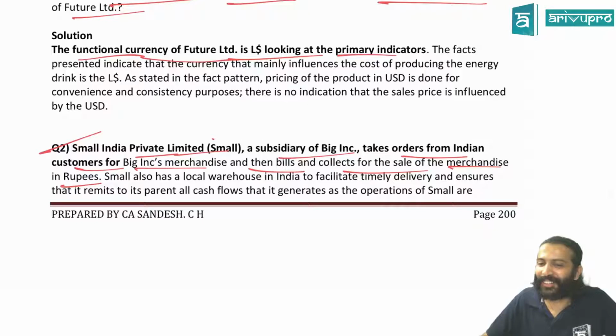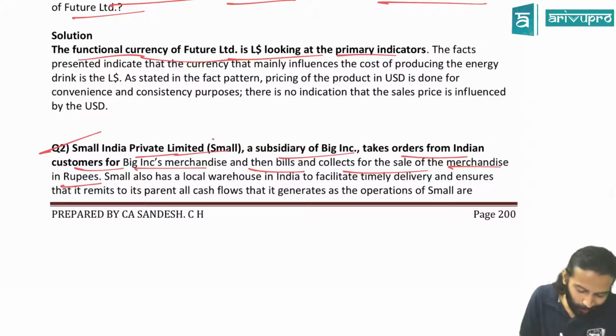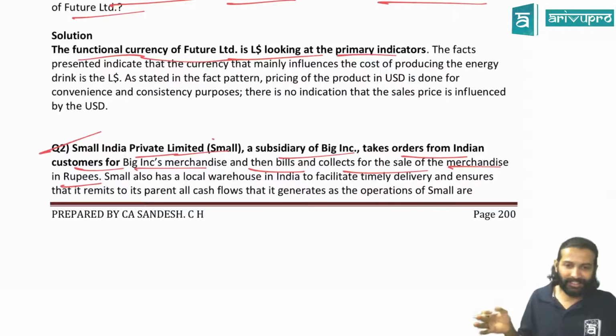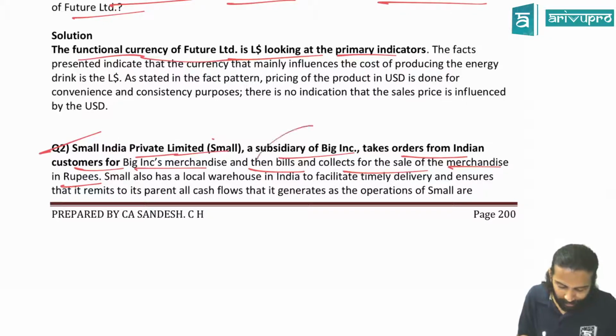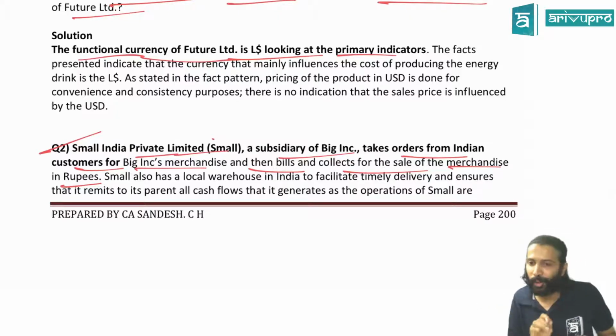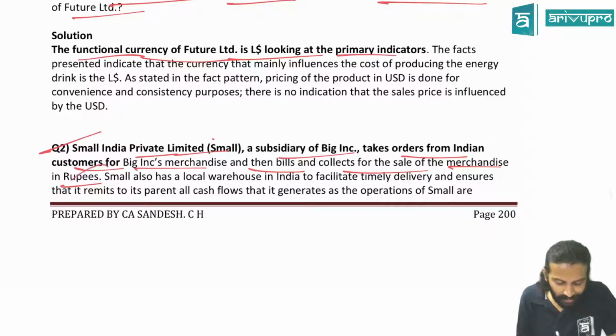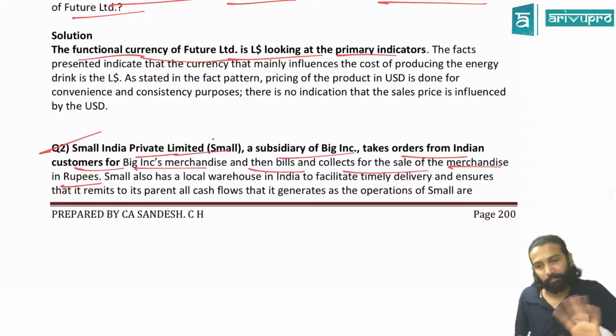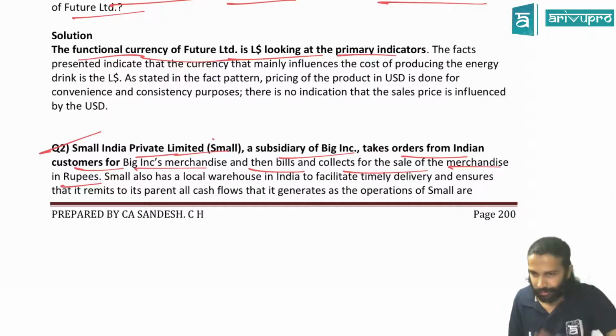There itself we can conclude one thing: there is a dependency. Small cannot operate without Big. If Small could operate without Big, both would be different entities, correct? But here Small is totally dependent on Big. If Big shuts down, even Small will shut down. So it looks like Small and Big will have one and the same functional currency. If it is Big's functional currency, then automatically that will be Small's functional currency. It doesn't matter that the Small company is in India. I told you, just because you're in India does not mean INR becomes your functional currency. It could be different.